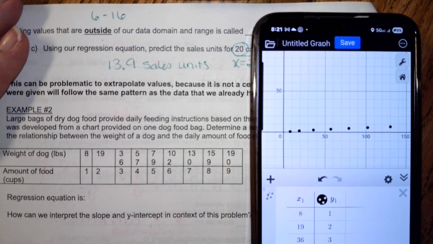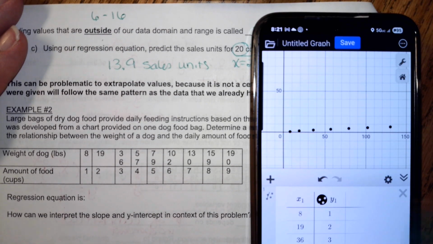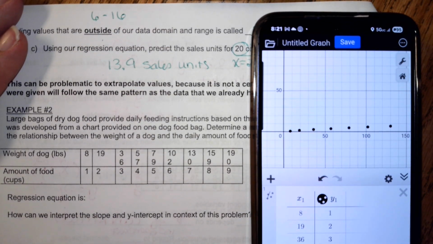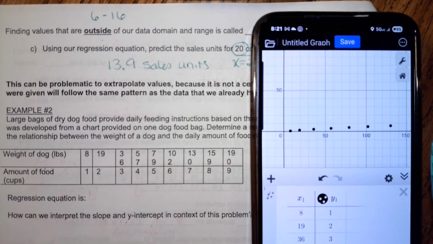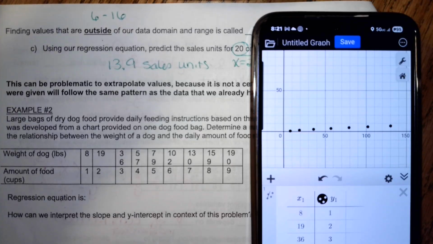All right, so let's see how you did. Now, notice right here when we put our data in, it gives us our scatter plot automatically, right? Does that look linear? Yeah. So we definitely want to use linear regression. That almost looks like a perfect straight line, doesn't it?